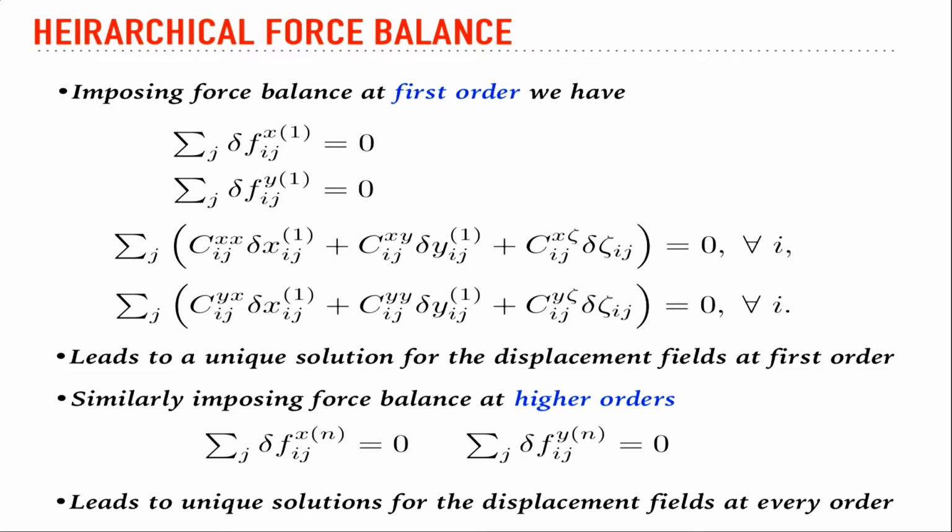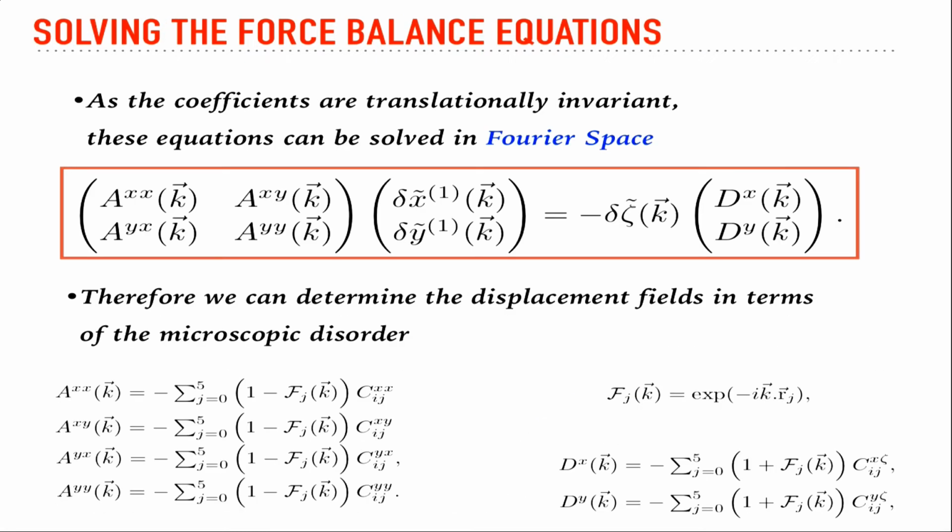This is just now a linear set of equations. You can end up solving these equations. This can just be represented as a matrix equation. It gets even easier because we are in the crystalline positions, but you can actually get this answer very simply, and then imposing at first order leads to a unique solution at first order. Similarly, you can impose force balance at higher orders and it leads to unique solutions for displacement at every order, where the lower order solutions are now acting as sources at the higher order.